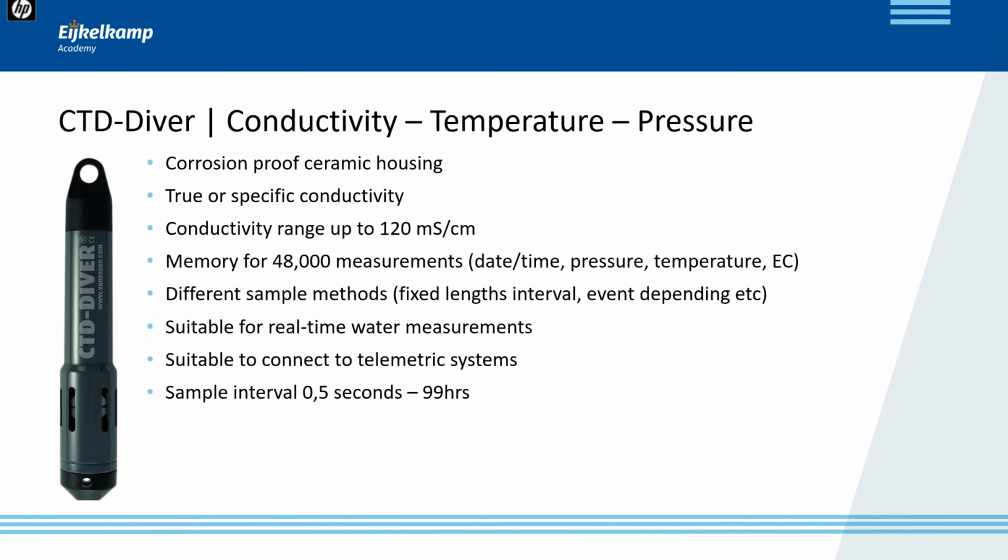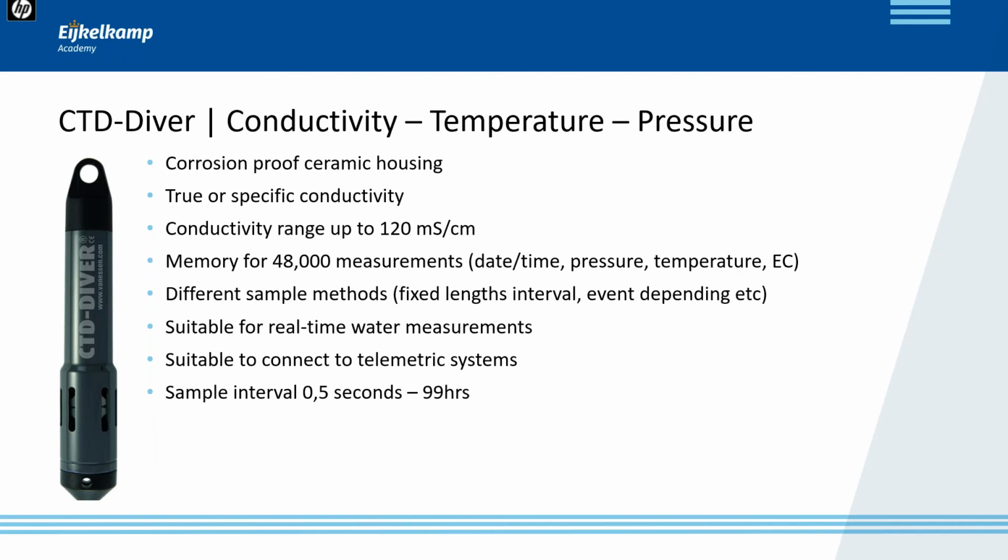In addition to a pressure sensor, the CTD-Diver is also equipped with a sensor for measuring the true or the specific electrical conductivity of the water, and also is provided with a sensor to measure temperature. All parameters are stored in its internal memory. It has a corrosion-proof ceramic housing, of course, to stand the saline conditions, and one measurement means a line with date, pressure value, temperature value, and an EC value.